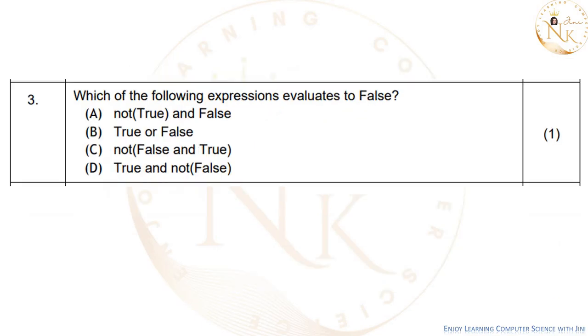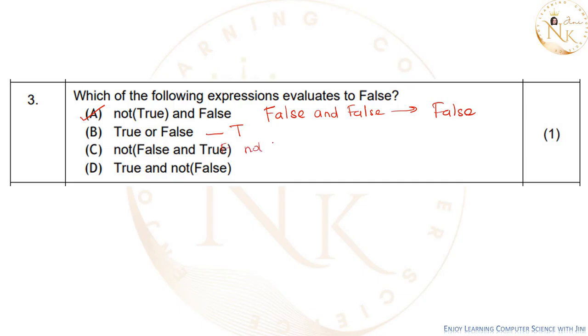Okay. Next question. Which of the following expressions evaluates to false? So let's see. First one, not true. What is not true? False. What is false and false? It is false. So the first option evaluates to false. Next one, true or false. The or operator, true or false is true. You will get true. Not false and true. What is false and true? False and true is false.